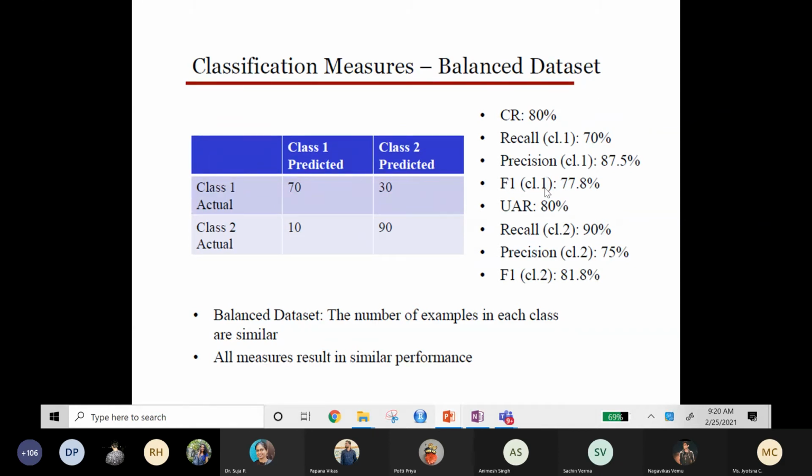And the same way we can find F1 for class 1 and F1 for class 2. We only have one accuracy, but precision, recall and F1 score we can calculate for class 1 and class 2. So the formula changes. Find the UAR. Everyone do the calculation and check whether it is correct or not.